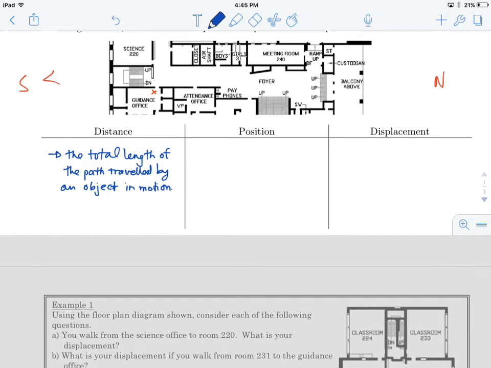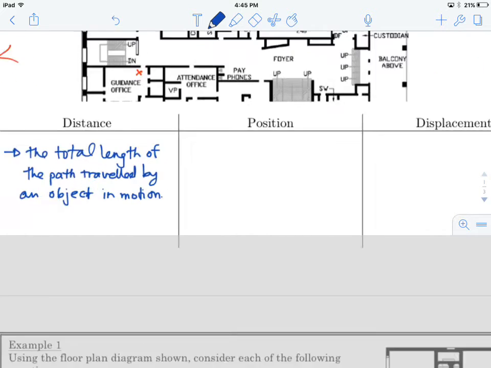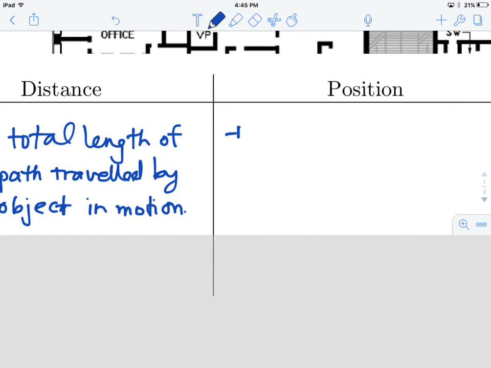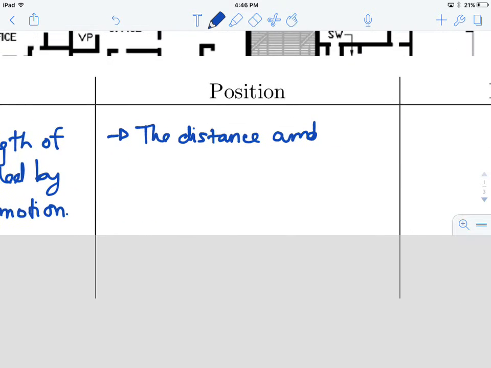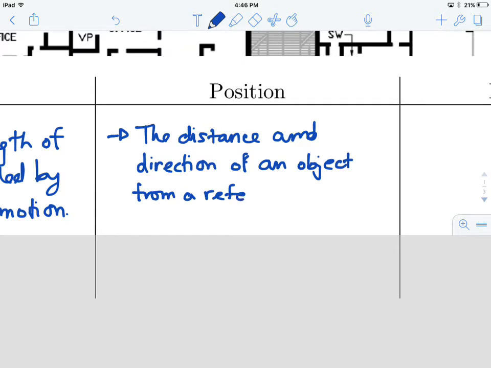Position is a little bit different. Position is, if you want to define it, the distance and direction of an object from a reference point.